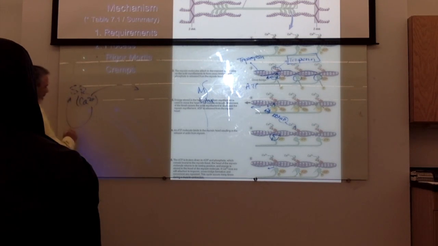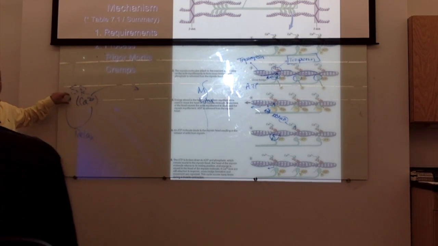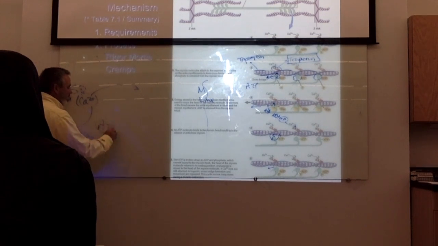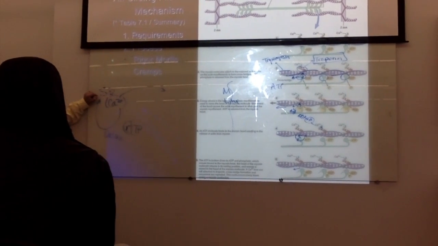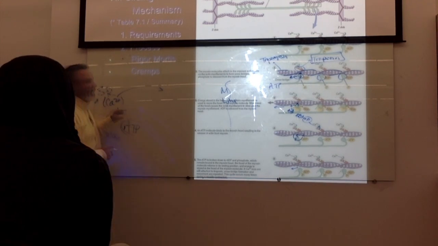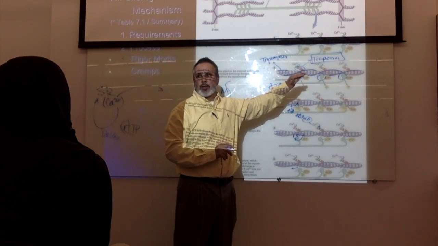calcium has to be actively transported away back into the SR. Now, this is active transport. Does that take energy? Yes, that takes energy. That takes ATP. It takes ATP to actively transport it back into the SR. When that happens, what's the tropomyosin going to do?